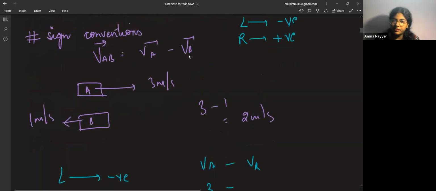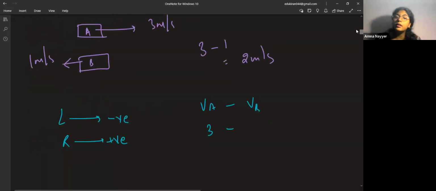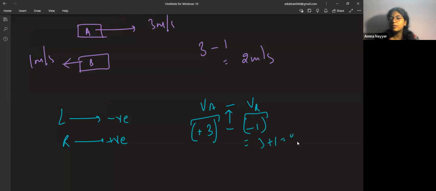Now we have to put minus 1 here. Understood? Plus 3 minus minus 1. VA minus VB is 3 minus minus 1. What is your answer? 3 plus 1, that is 4. Both are different. Let's take the other sign convention also.